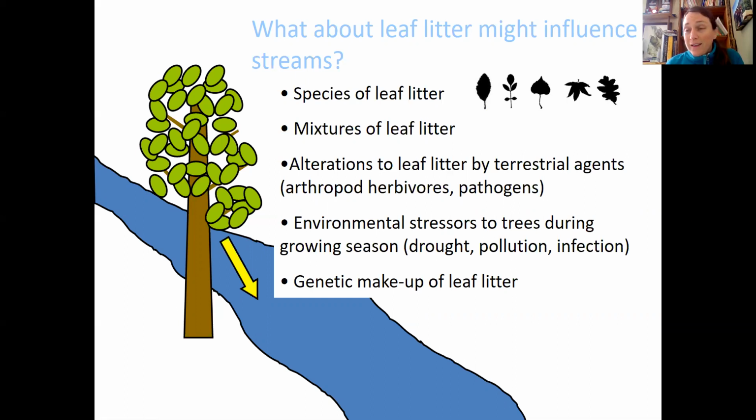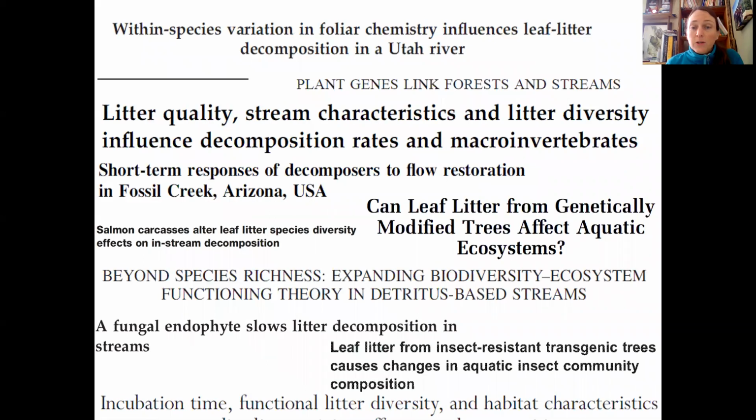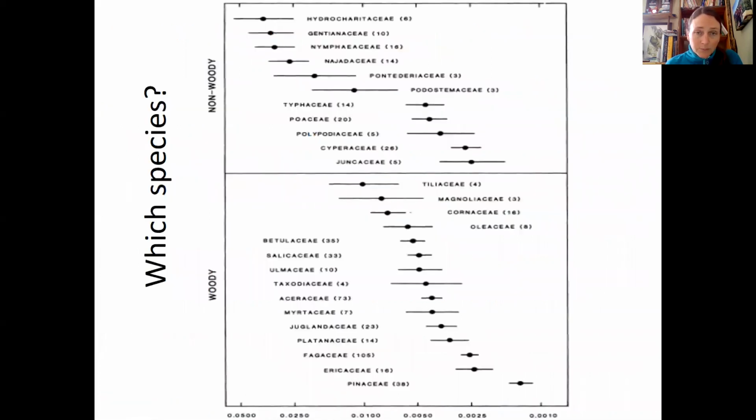So these are all things that I've studied both here at Evergreen with students and previous to that in my PhD research. And so here's a bunch of just papers that we've published on leaf litter decomposition. So things like, can leaf litter from genetically modified trees affect aquatic ecosystems? How do salmon carcasses interact with leaf litter to influence decomposition? How do fungal endophytes influence decomposition? How does the plant's genetics affect decomposition rates?